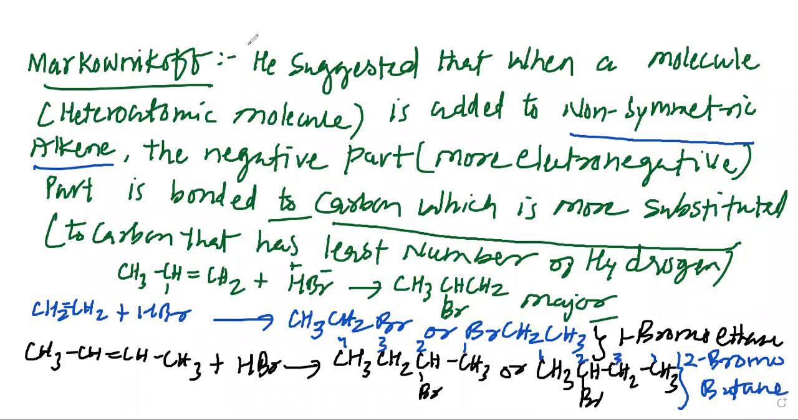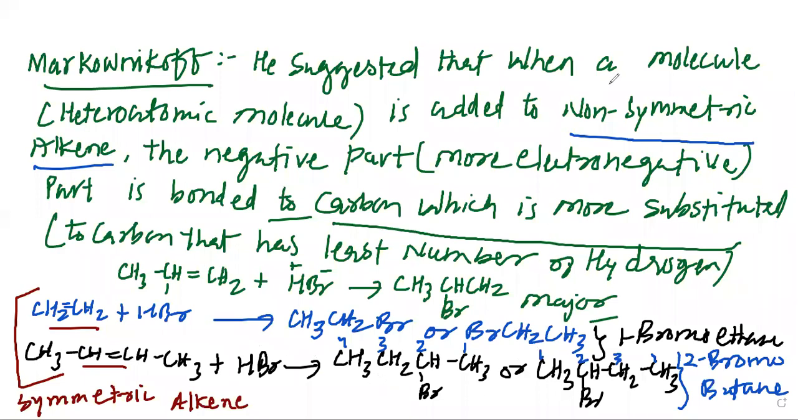So when it comes to, my dear students, the symmetric alkenes, these two are known as the symmetric alkenes. When the alkenes are symmetric, there is no difference in the product. And that is why at this point I need to write non-symmetric alkenes. Those alkenes which are non-symmetric, the problem arises for them.